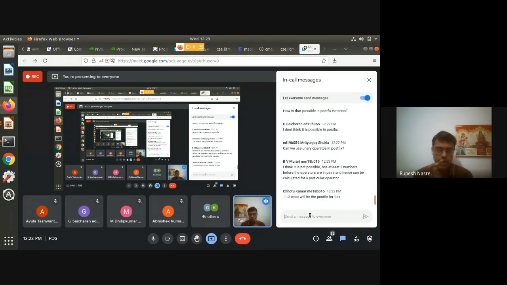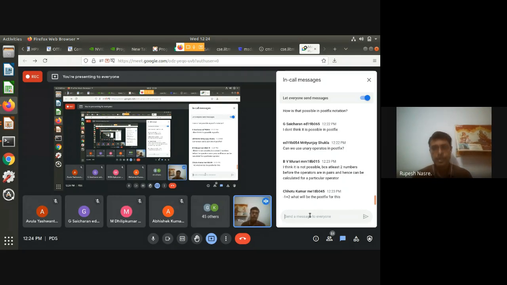So at least from that angle, Chotu Kumar says, -1 plus 2, what will be the postfix for this? If you are talking about a unary operator, then we'll have to convert this as 1 minus 2 plus, and that minus needs to have a special symbol. It cannot be the same as the binary minus. So binary minus and unary minus you will have to distinguish. Similarly, when you have plus plus operators, you'll have to distinguish those from the prefix and postfix form.